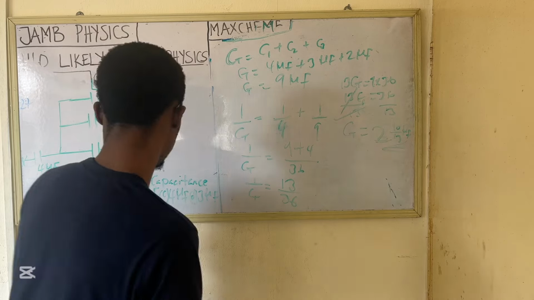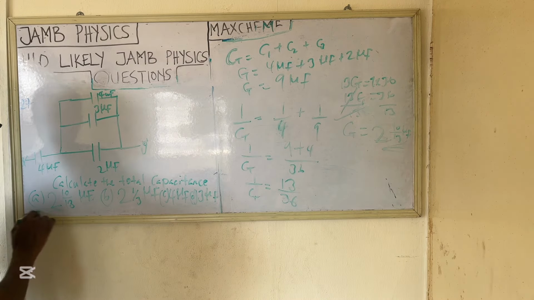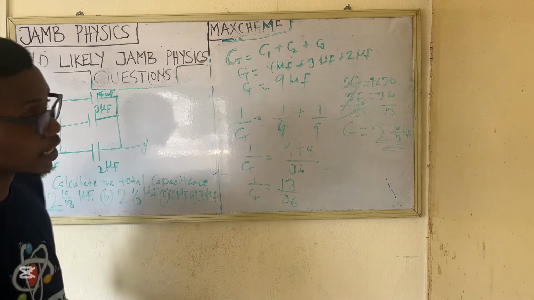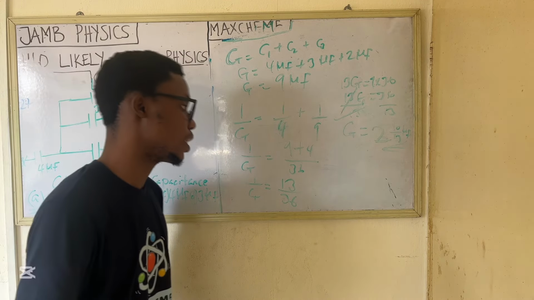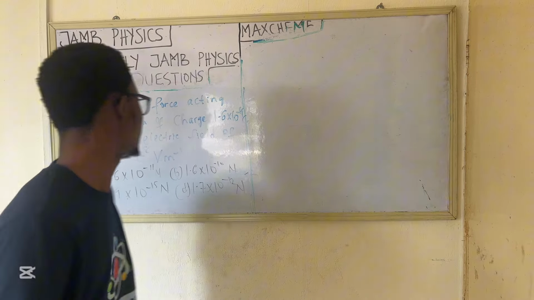So that will be all. So the right answer here is A, 2 and 10 over 13 microfarad. That is the answer.